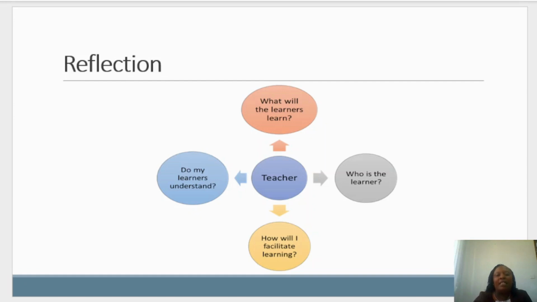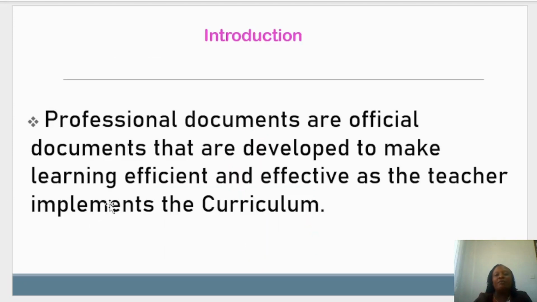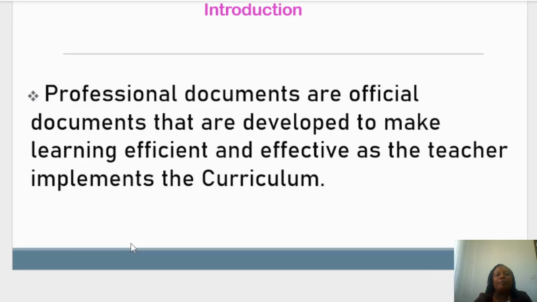And then after that, how will I facilitate learning? And then, do my learners understand? And then also, of course, how do you want to involve the learners during the learning process? Remember, we have shifted from teaching to learning, where the learner is more active and the teacher is passive. Now, professional documents are official documents that are developed to make learning efficient and effective as the teacher implements the curriculum.